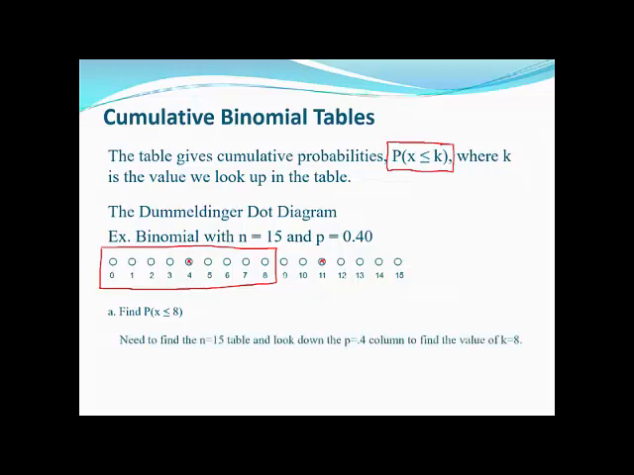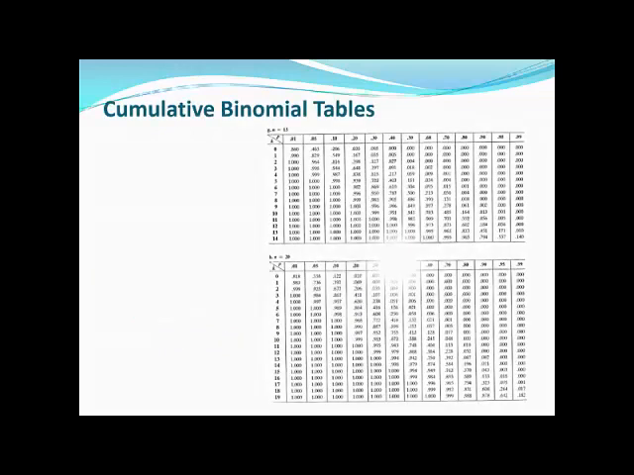So we need to go to the n equal 15 table and look at the p equal 0.4 column to find the value of k equal 8. What does that mean? Well, let me show you the table. Here is one page of the tables in the back of the text. And you can see that the tables are sorted first by the value of n. And so if we have an n equal 15, we're going to be using this table up here. And then we go find our value of p. And in this problem, I'm saying let's use 0.4.